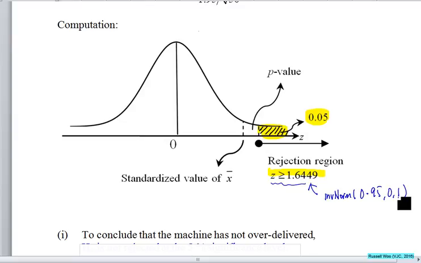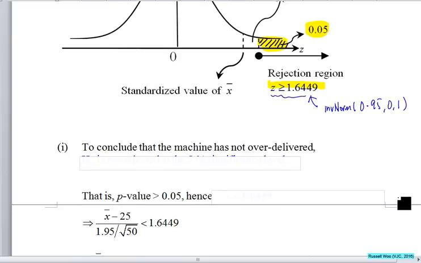Am I speaking too fast? Okay, one more time, slowly. The X bar must lie here, because you would want to conclude that the machine has not over-delivered. Because if the X bar were to lie here, you would say that the machine has over-delivered. The mean is significantly larger than 25. So therefore, to conclude that the machine has not over-delivered, you say that H naught is not rejected at a 5% level of significance.